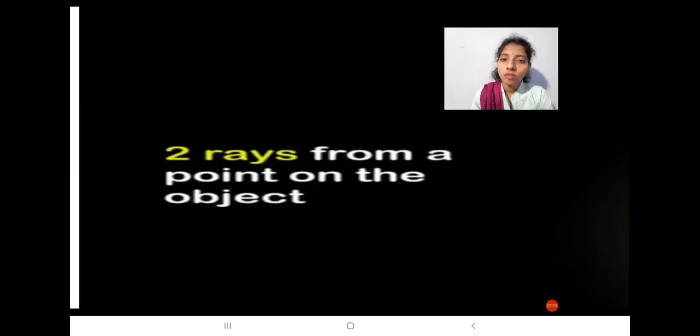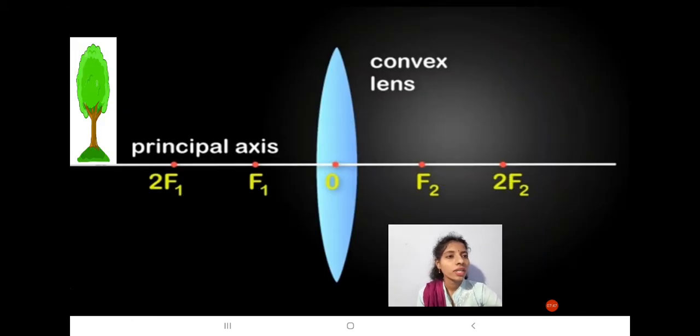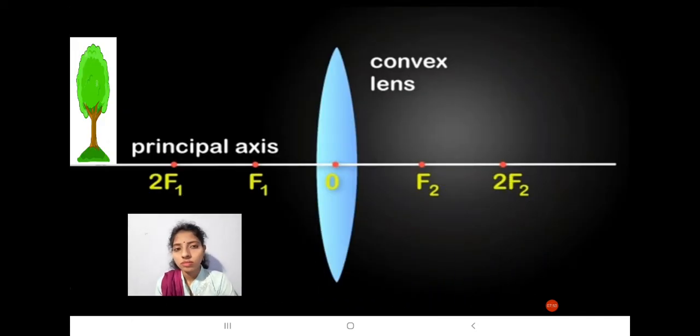Now we have seen the three rules to draw the ray diagrams for the convex lens. From these three rules, we will choose only two rays. We'll choose 2 rays from a point on the object. Every time we have to choose 2 out of the 3 rules. Now here we have to take the object on the principal axis. Every time we have to change the position of the object.